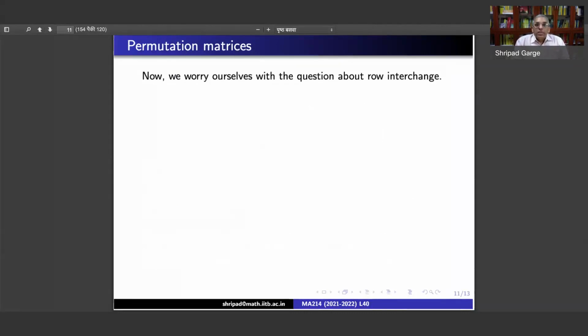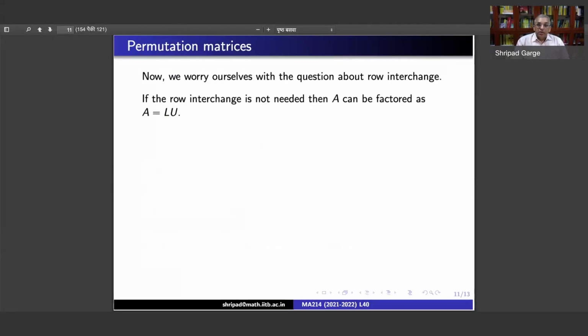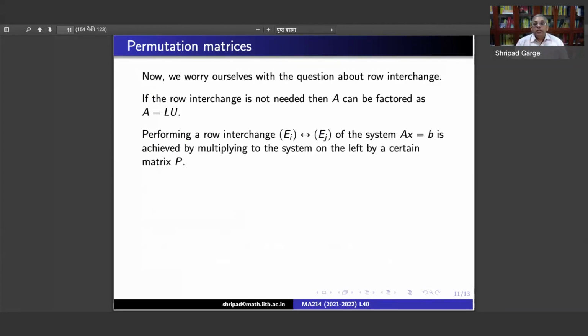So if the row interchange is not needed, A can be factored as A equal to LU. But if you are performing a row interchange, suppose E_i and E_j are being interchanged. These are the two equations. So ith row and jth row are being interchanged with each other. Then this is achieved again by multiplying on the left by a certain matrix capital B. Every time now, to try and write the matrix A as a product of some nice matrices, we try to write all these row interchanges or row operations by multiplying by a matrix on the left.